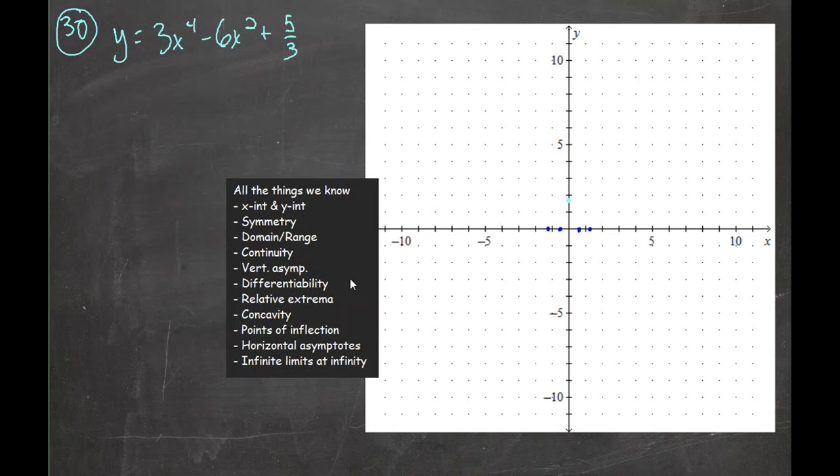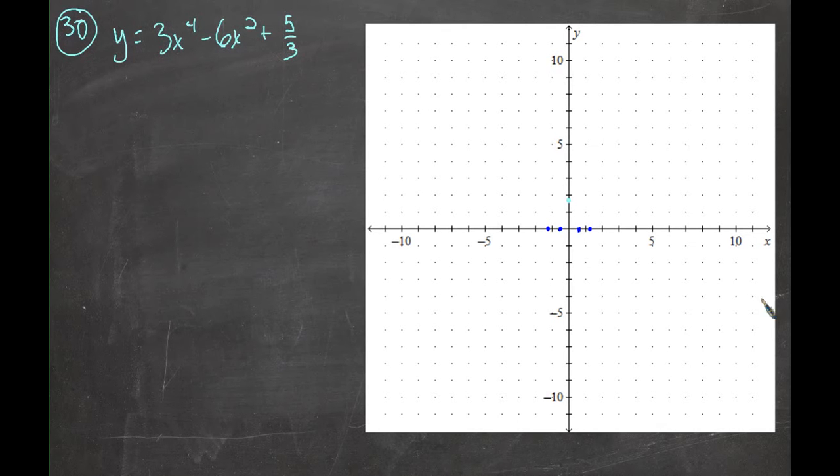Let's see. X and y intercepts, symmetry, domain and range. We're going to want to find any holes or vertical asymptotes. There aren't any with this function, so done with that. Differentiability, relative extrema. Let's find some relative extrema with the second derivative test. Okay. So what we need to do is find the derivative and the second derivative. So y prime equals 12x to the third minus 12x plus 0.